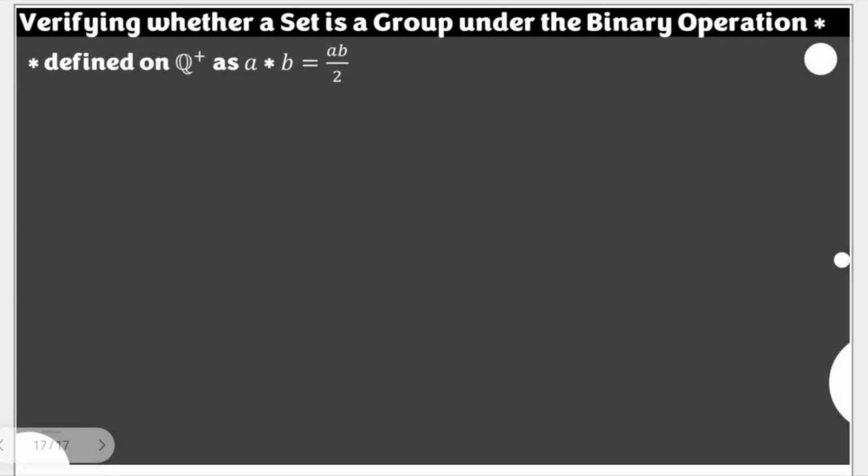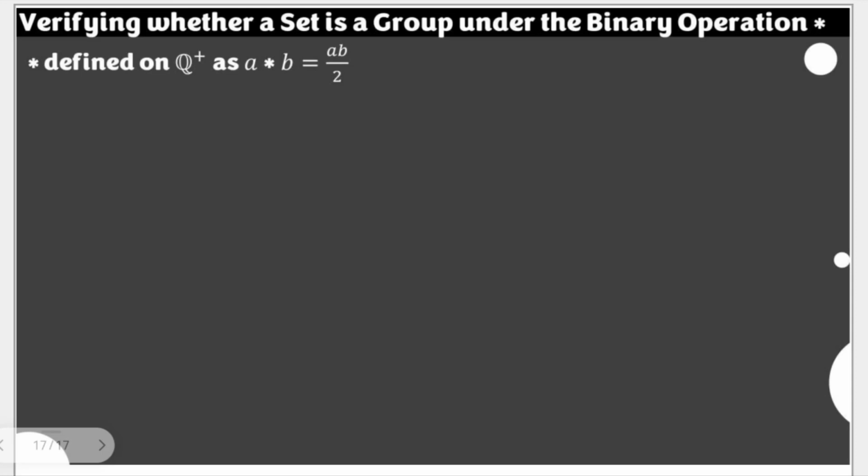Here we are to verify whether the given set, in this case the set of positive rational numbers, is a group under the binary operation star defined as a star b is equal to the product ab all over 2. Here we are already sure that it's a binary operation. Take note that for it to be a binary operation, first and foremost, it should be non-empty. And we know that the set of positive rational numbers is non-empty and that it is closed under the operation.